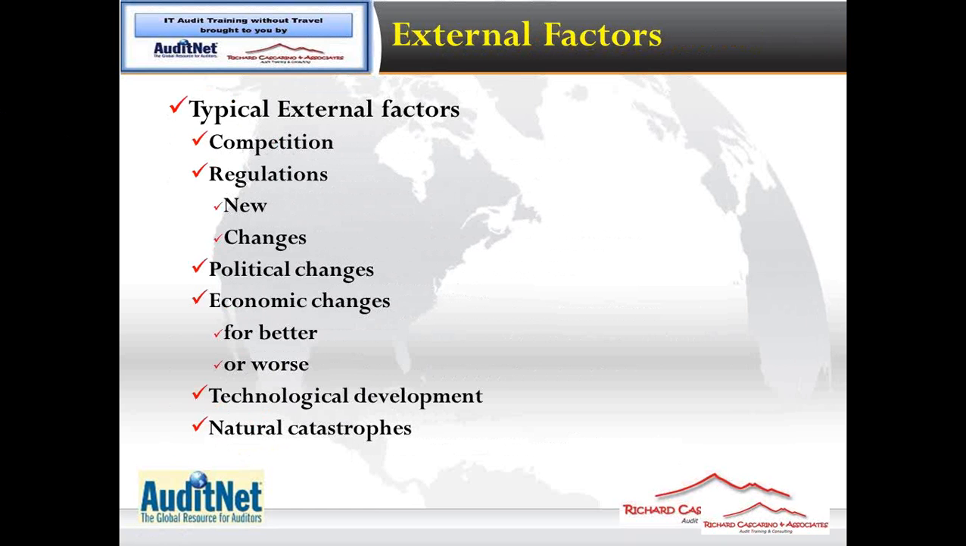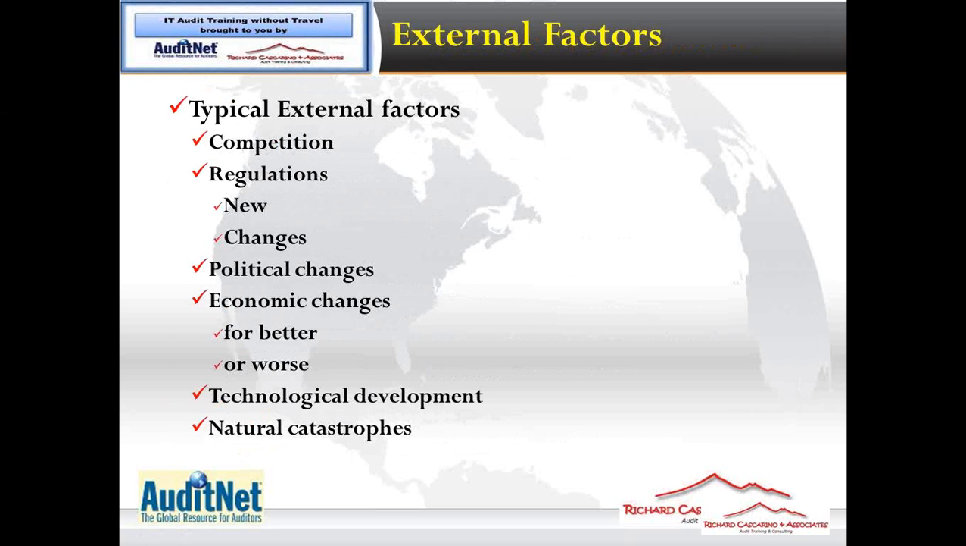External factors, those factors which we cannot control, but nevertheless we can respond to, include our competition, new regulations and changes to regulations, political changes. If your source of raw materials is somewhere in the Middle East and ISIS starts a war in that area, now you can argue whether they start it or whether they continue it, but if a war goes on in that area, all of a sudden your raw materials have dried up because of political changes. Economic changes for the better or for the worse.